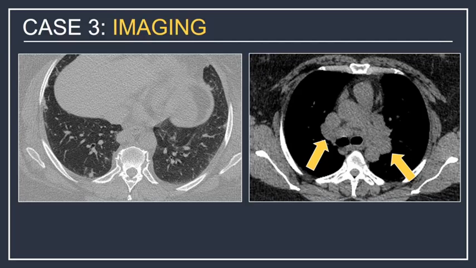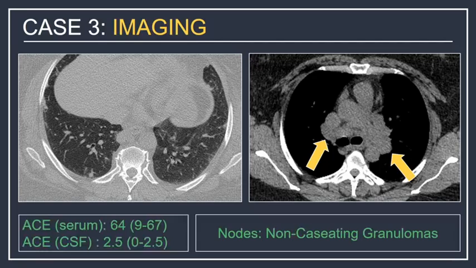Because of the intracranial findings, a chest CT was recommended, and we can see several findings. Bilateral hilar adenopathy, as well as several micronodules within the lower lobes, suggesting the diagnosis of sarcoidosis. A workup subsequently included a number of lab tests which showed ACE levels at the upper limits of normal in the serum and CSF. Biopsy of the nodes ultimately showed non-caseating granulomas, indicating a diagnosis of sarcoidosis.